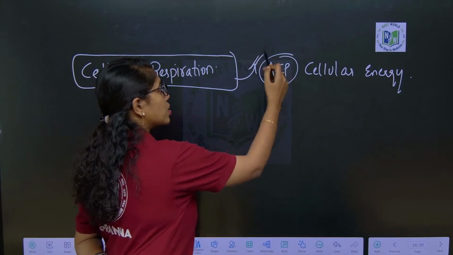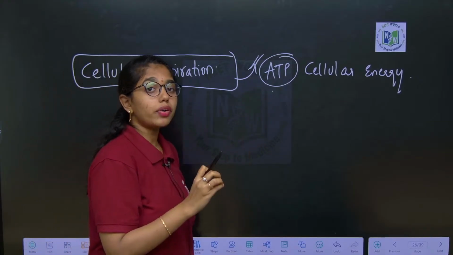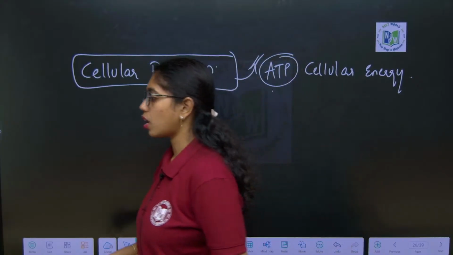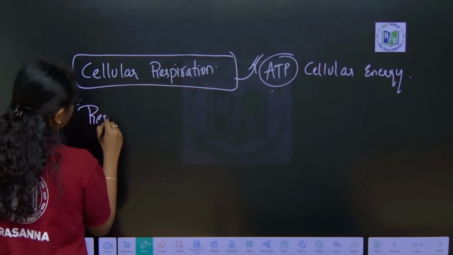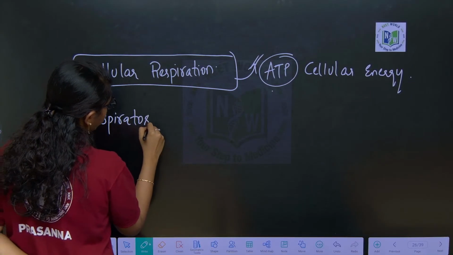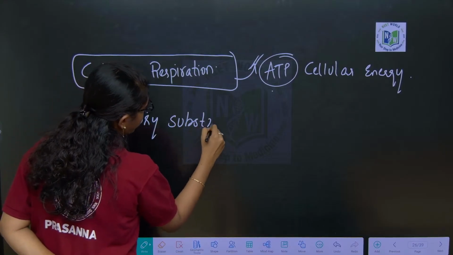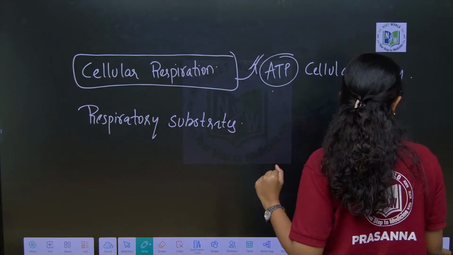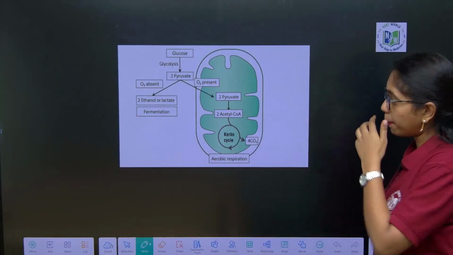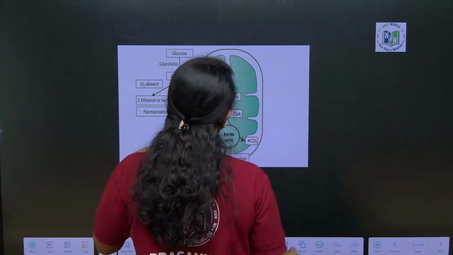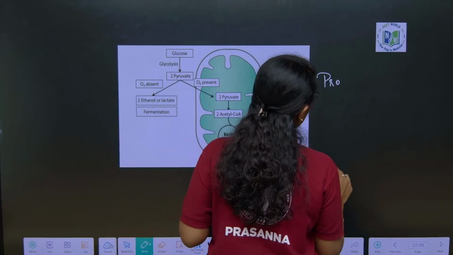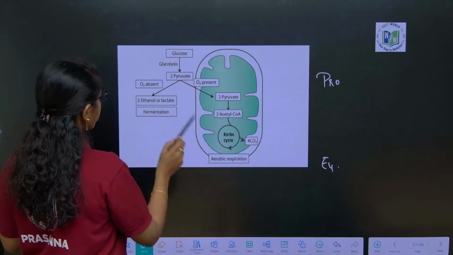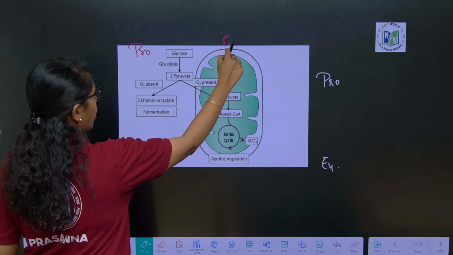So, what is the cellular energy? That is ATP. And the substrates that are involved in respiration, like carbohydrates, proteins, fats, are called respiratory substrates. Are you clear with the terms respiratory substrate, cellular respiration and cellular energy? Now, what happens inside the cell of both the prokaryotic cell and the eukaryotic cell? Let us discuss. What happens in a prokaryotic cell? You can see it over here.